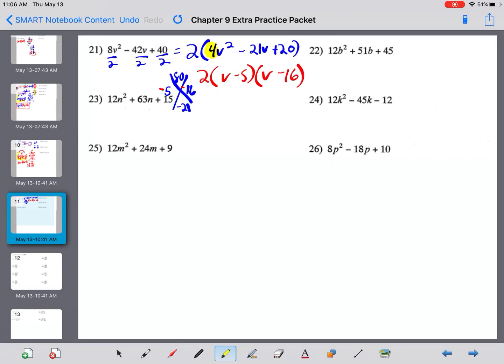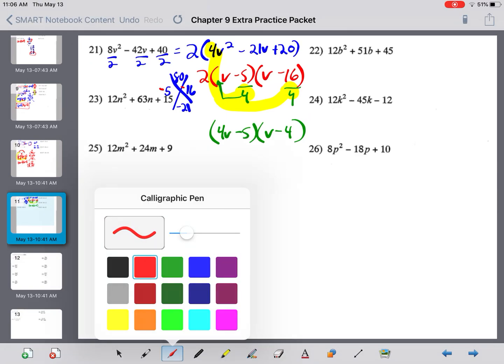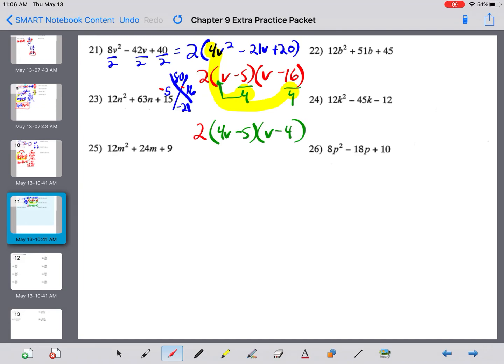We need to take this cursed 4 and slide it down and divide. The second factor just becomes v minus 4. The first factor, that 4 slides out in front, 4v minus 5. Don't forget about the 2.